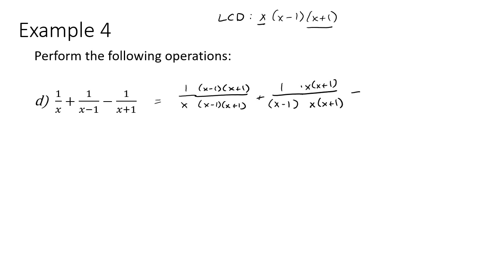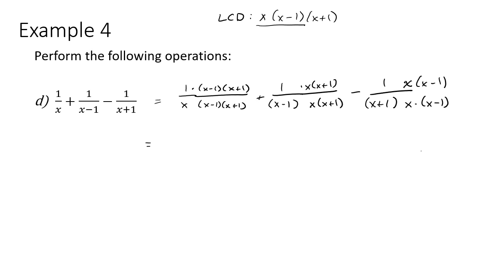And then for our final fraction, we're going to have to be careful because this is subtraction. 1 over x plus 1, that's missing the other 2 denominators, x times x minus 1. And so let's see what we've got. For the first one, we've just got x minus 1 times x plus 1. The ones here aren't really going to contribute because those are just being multiplied, so it doesn't change the value.